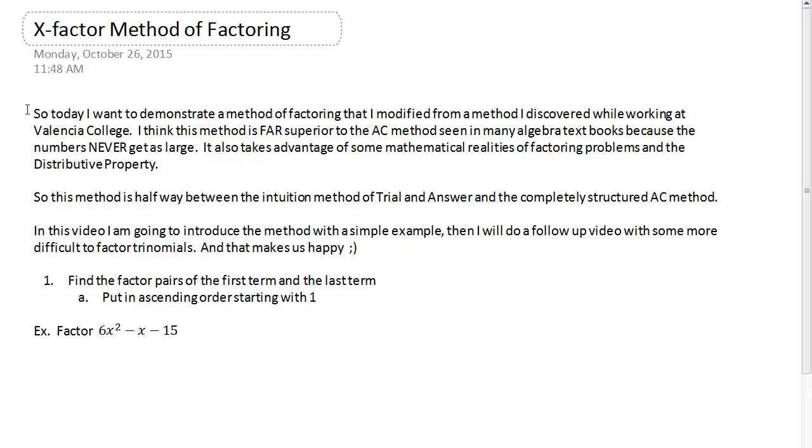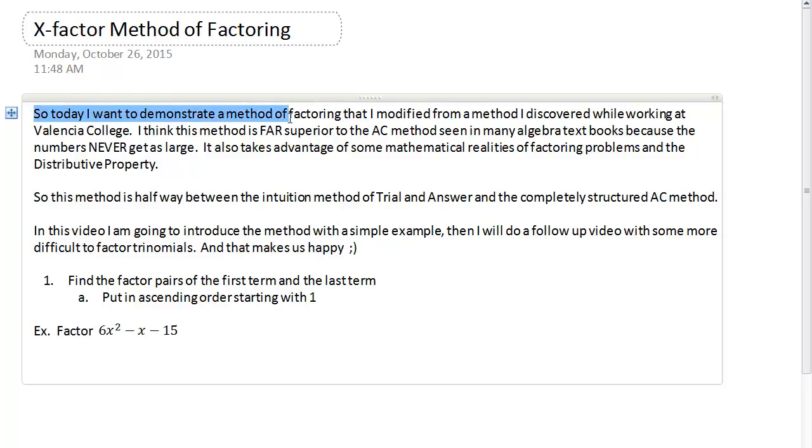Alright, so today what I want to do is demonstrate a method of factoring that I modified from a method I discovered while working at Valencia College, Aspen award-winning Valencia College. And so I think this method is far superior to the AC method that is seen in many algebra textbooks.